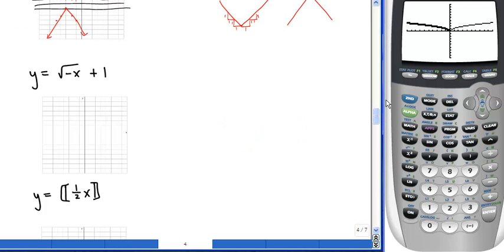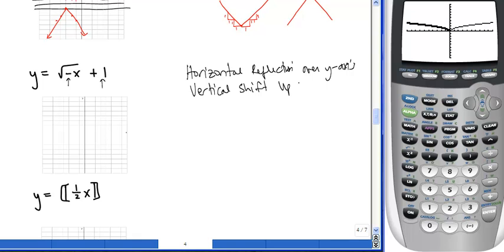So on this one we have y equals the square root of negative x plus 1. So a couple of the transformations that I see, I've got a negative on the inside, so if it's on the inside, that's going to be a horizontal type of reflection. And if it's horizontal, then that means it's going to be a reflection over the y-axis. Then we have this +1 on the side, which is going to be a vertical shift, because it's on the outside, and it's going to be a vertical shift up 1 unit.